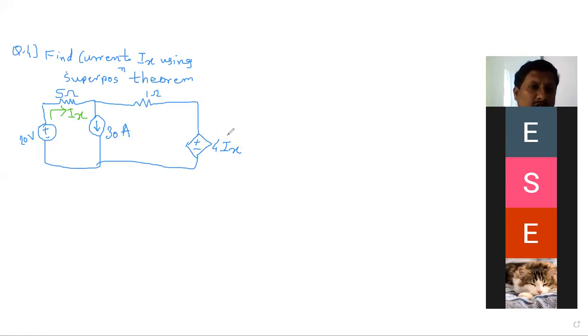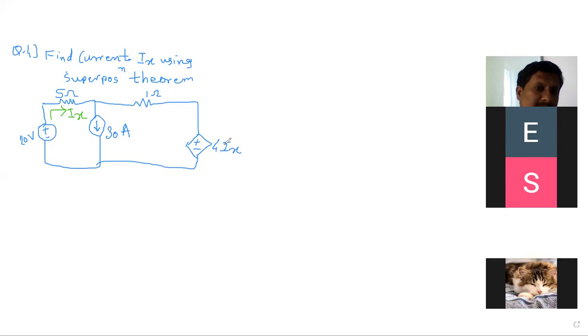But its value depends on what? Current. Current वरती त्याचा value depend आहे. Okay. So it is called as what? Current dependent voltage source, CDVS. So if the Ix value changes, the value of this voltage source will change. It means the value of this voltage source depends upon current Ix. Ix is nothing but the current flowing through this 5 ohm.